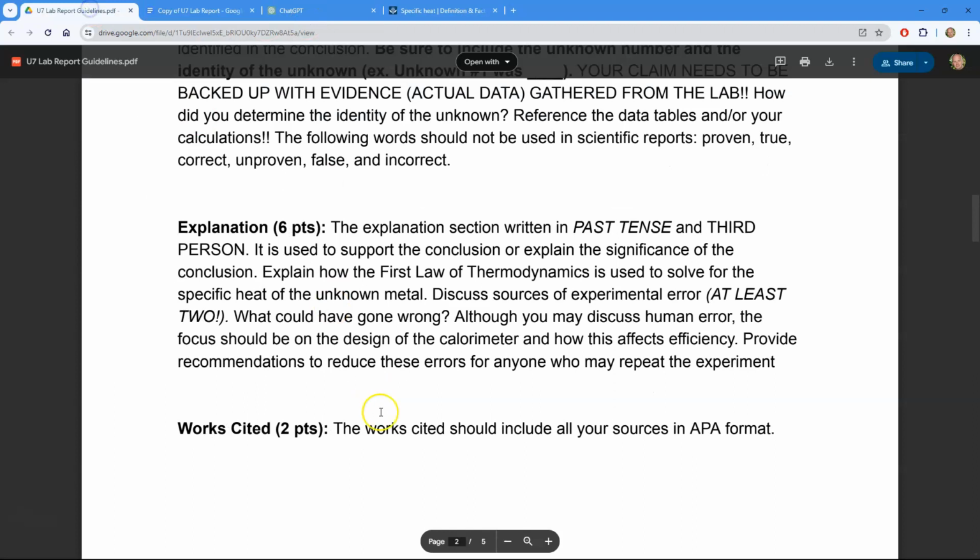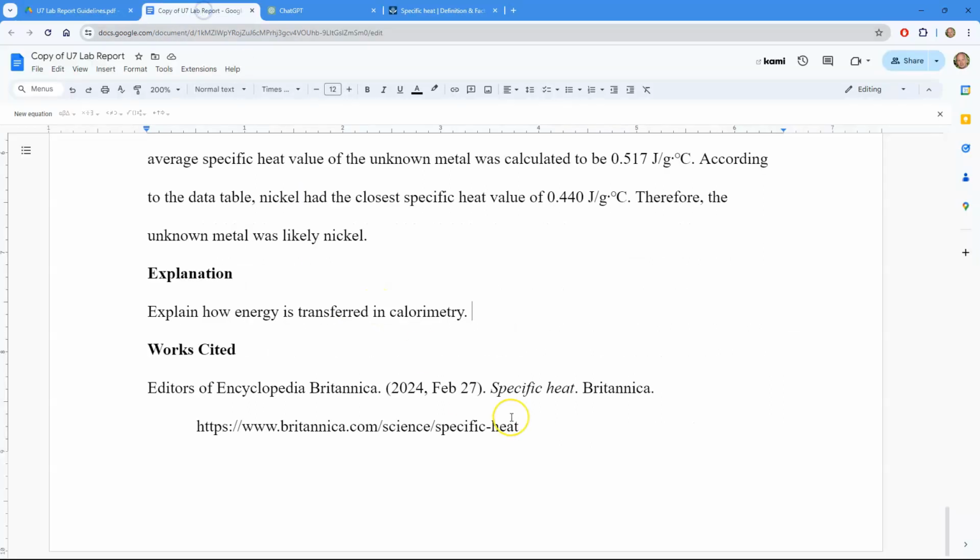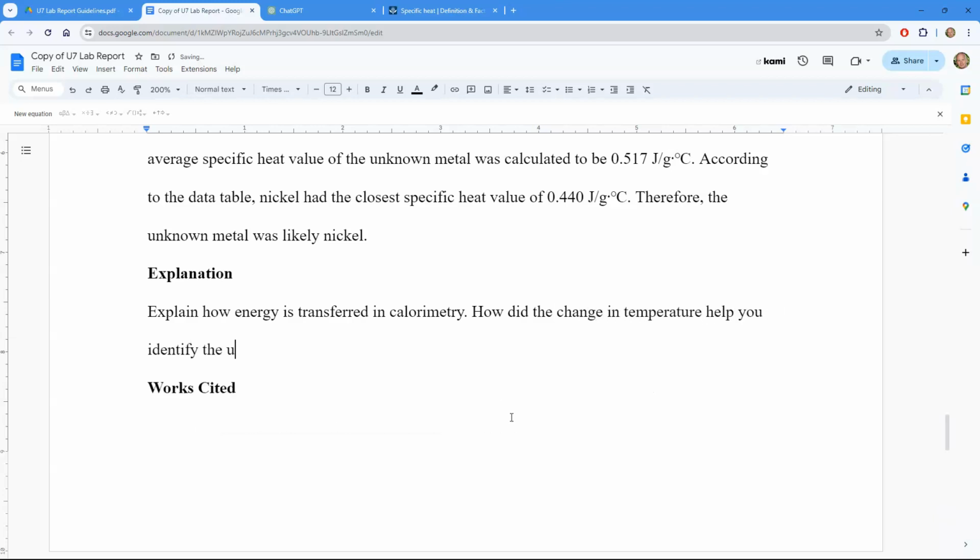All right, next. We should talk about how we used that to solve for the unknown metal. Again, these are questions you can ask ChatGPT, but you should be writing this in your own words.